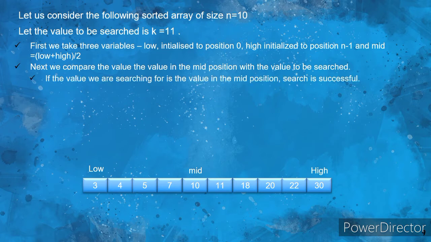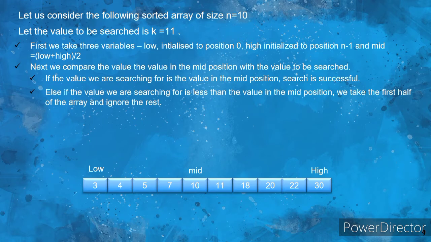If the value we are searching for is the value in the mid position, search is successful. So suppose if we were searching for the value 10, then the value in the mid position is also 10 and they would have matched, so the search is successful. But in this case, the target value is not the value in the mid position. So else, if the value we are searching for is less than the value in the mid position, we take the first half.